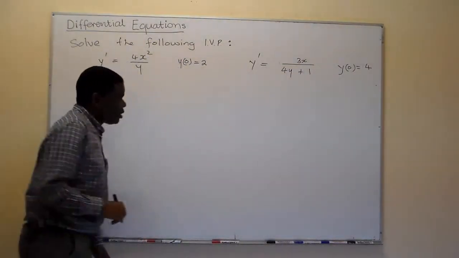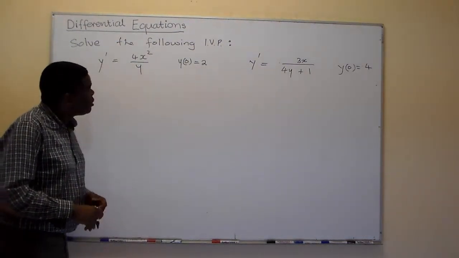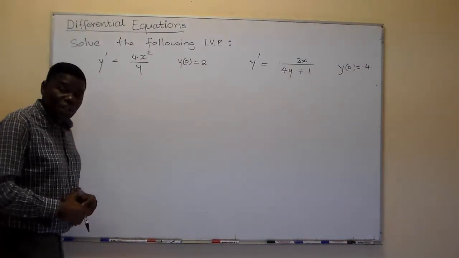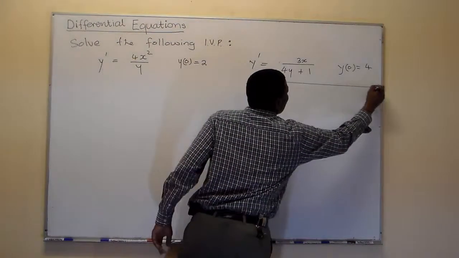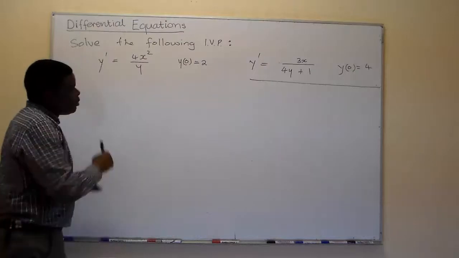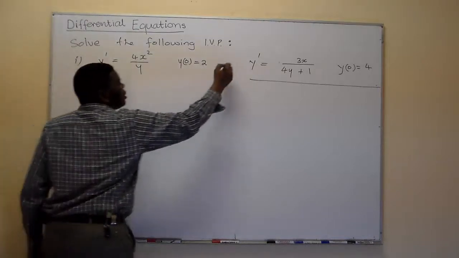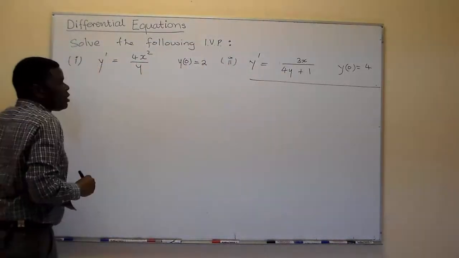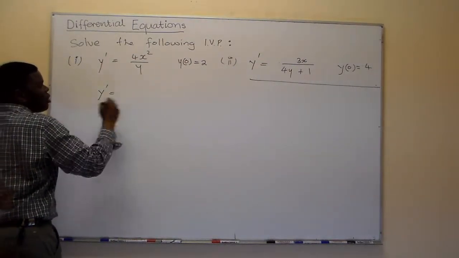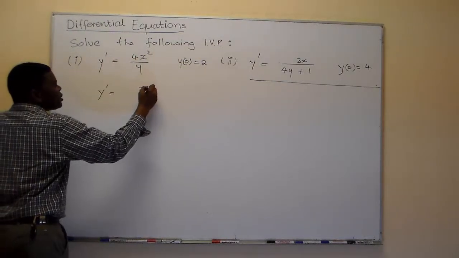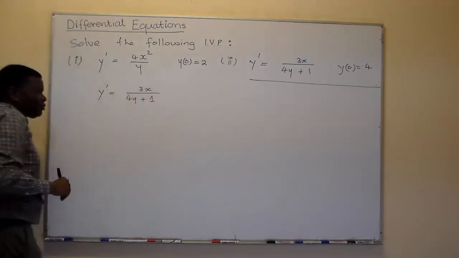So I'll do one of the problems just to give an idea of how you normally determine the value of the constant c in the general solution. So maybe let's pick this one as a problem we solve together, then you can try the next one. So let's number them here 1 and this one 2. So given y prime equals 3x over 4y plus 1.